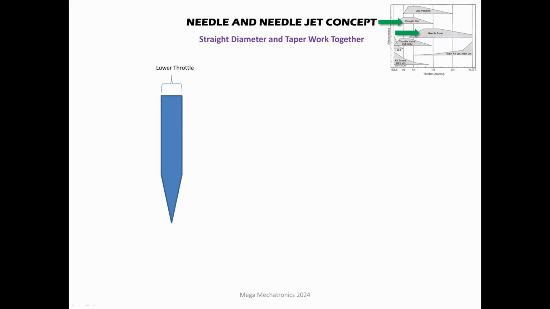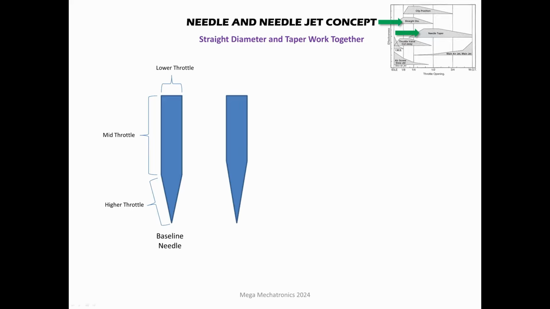We have this needle, so lower throttle positions, you can adjust the straight diameter. This straight section, the length of that sort of determines mid-throttle. And then the taper section is more of the higher throttle positions, and they all work together. And so let's say this is a baseline needle, and I'll give you some examples of going from a baseline to a different geometry needle and how that's most likely going to affect how things are running at what throttle opening.